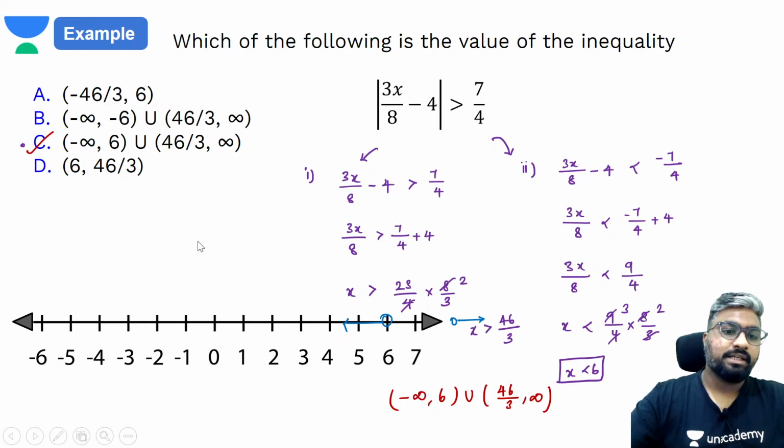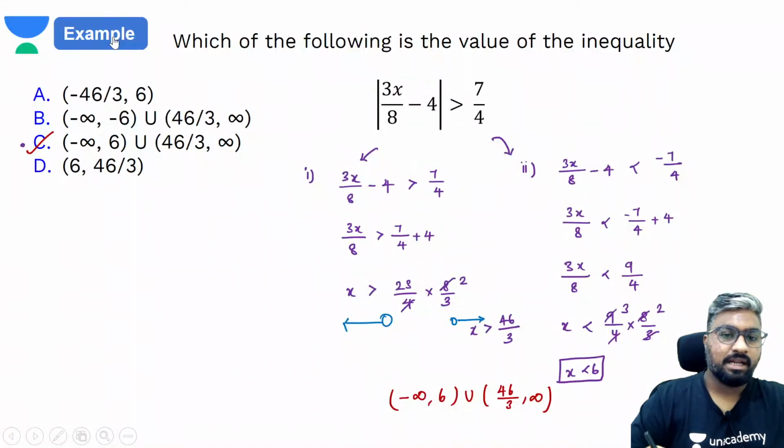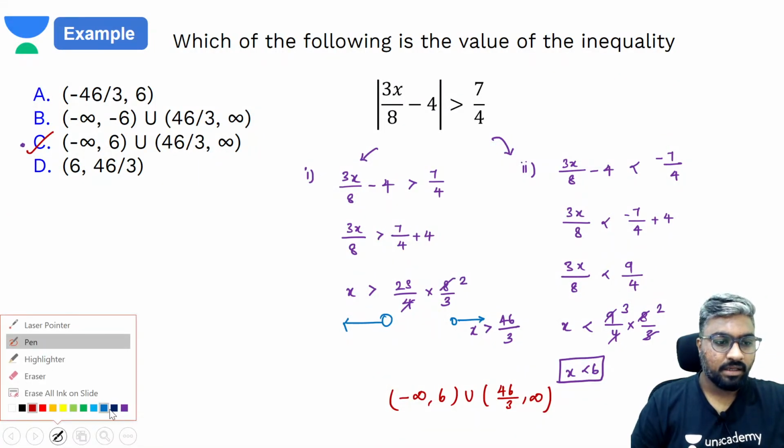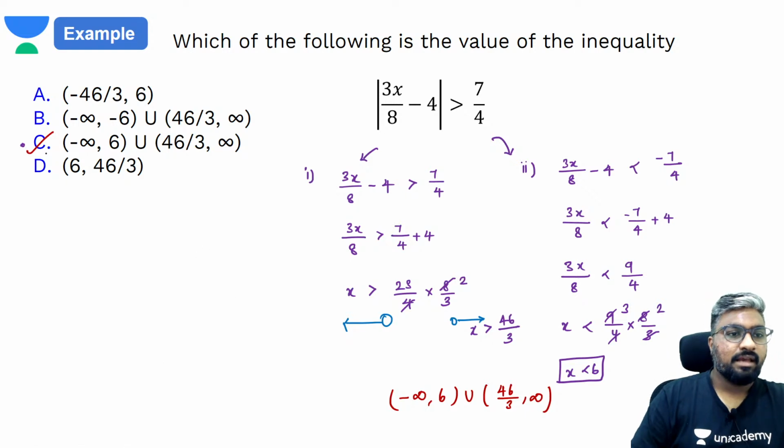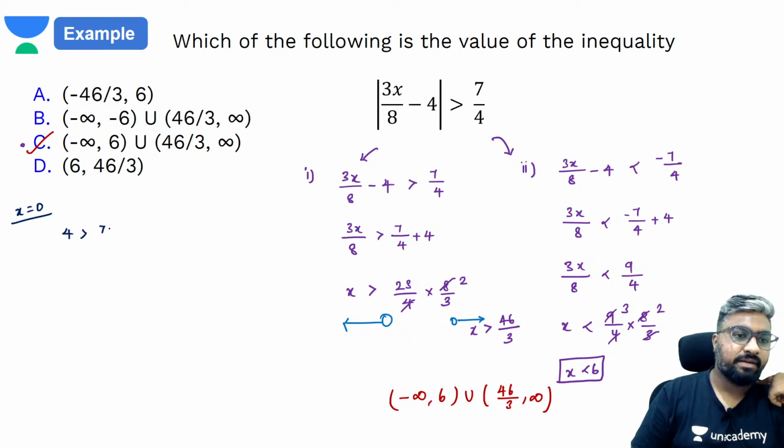Yes. Alternatively, what can be done is you can go for reverse engineering. If I go for reverse engineering, look at this. x equal to 0 is satisfied only in two answer choices. तो x को 0 में plug in करूंगा, what will I get? Modulus of minus 4, which is 4, is greater than 7 by 4. Is it true? Yes. तो x equal to 0 यहाँ पे satisfy नहीं कर रहा है.